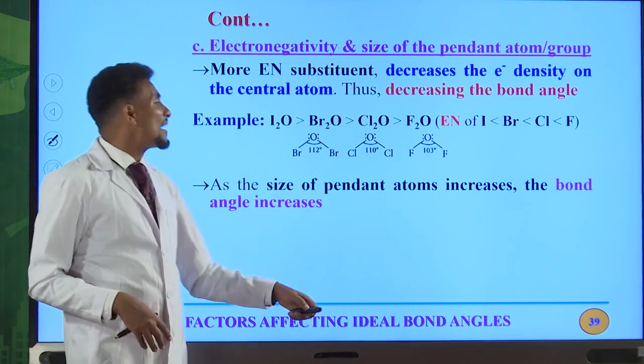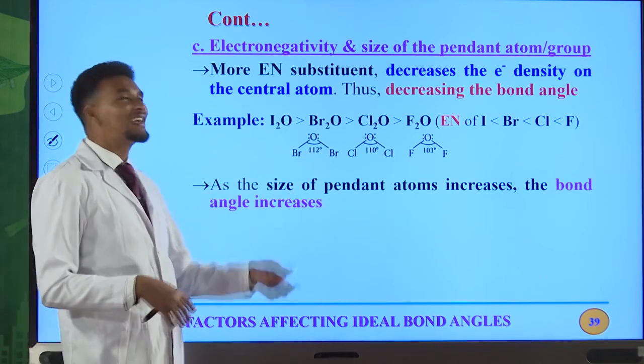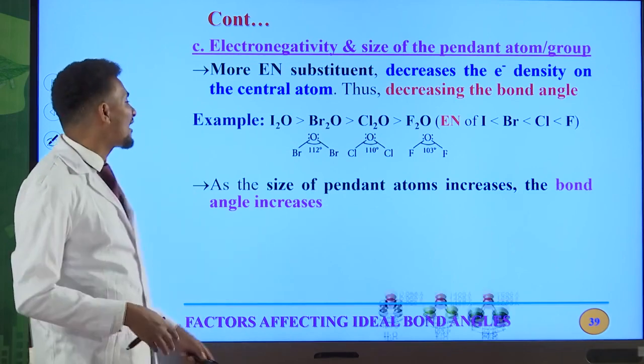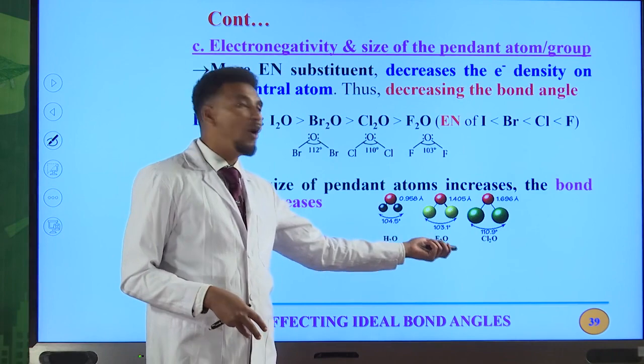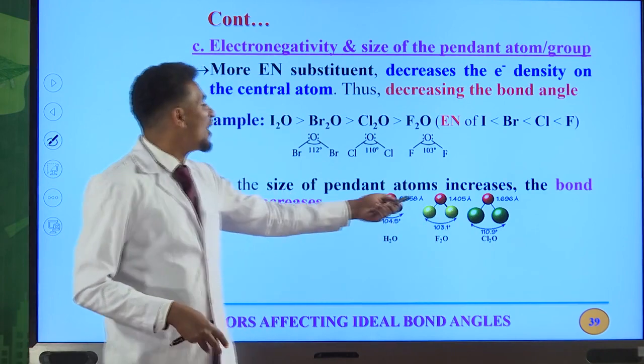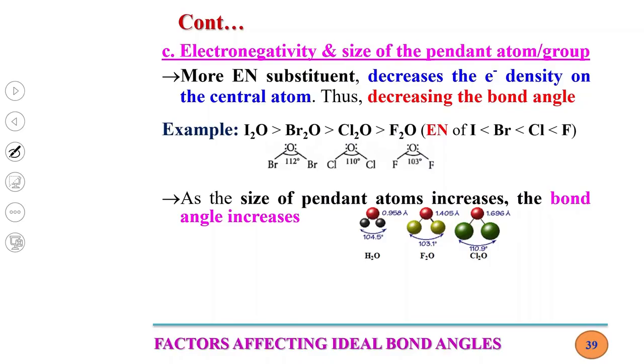Okay, as the size of the pendant atoms increases, the bond angle increases. This is because of steric hindrance. For example, look at these molecules: water, F2O, Cl2O. This one has a high bond angle when compared with the others, because if the size of the pendant atoms increases, the bond angle also increases. In this case, they are directly proportional. As the size of the pendant atoms increases, the bond angle also increases. The size of chlorine is greater than that of fluorine.